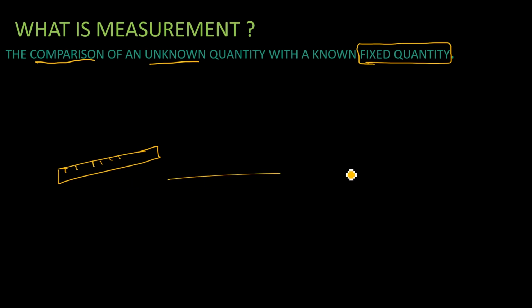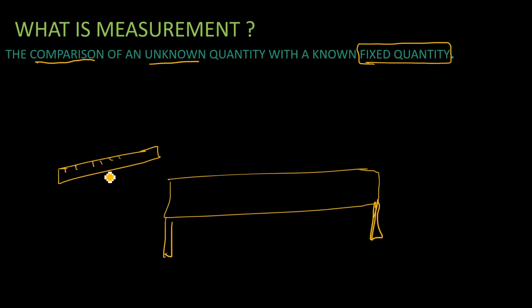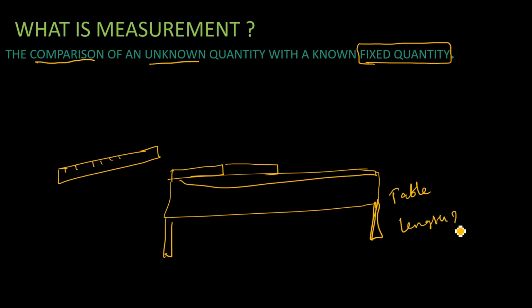Okay, so I want to measure the length of the table. This is the table, and by using the scale we can identify its length. So that is called measurement, the comparison of an unknown quantity. Here, our unknown quantity is the length of the table, which we need to find out. We know the scale reading, the known fixed quantity. So this is called measurement.